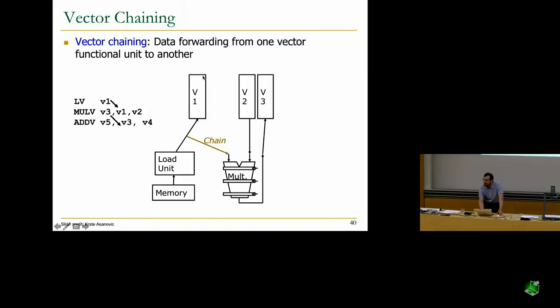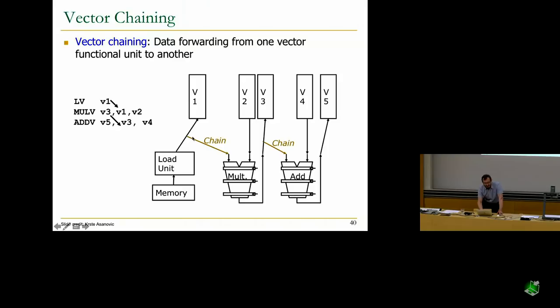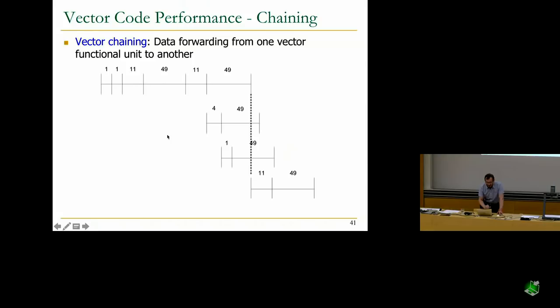Now, of course, this comes at a cost. Like any forwarding mechanism, you need to have these forwarding paths. It's called chaining in vector machine literature. That's okay, it's forwarding essentially. So you do this, for example, from the multiplier to the adder also, and you need to have a path from the adder to the multiplier and adder to the loader and dot, dot, dot, right? You need to have the full bypass or forwarding network to be able to do this perfectly. Okay, but let's see the performance of our code with chaining.